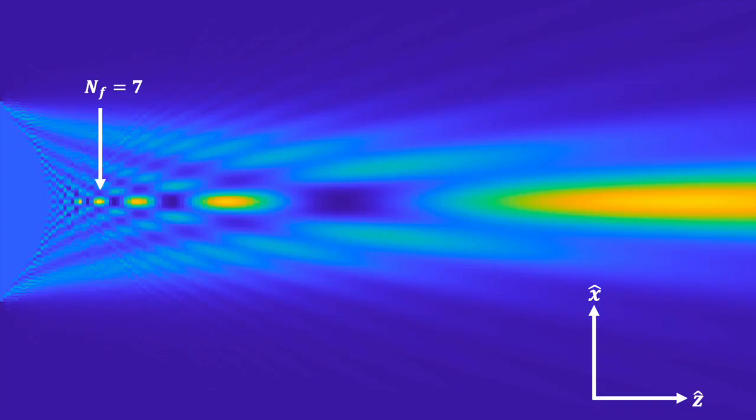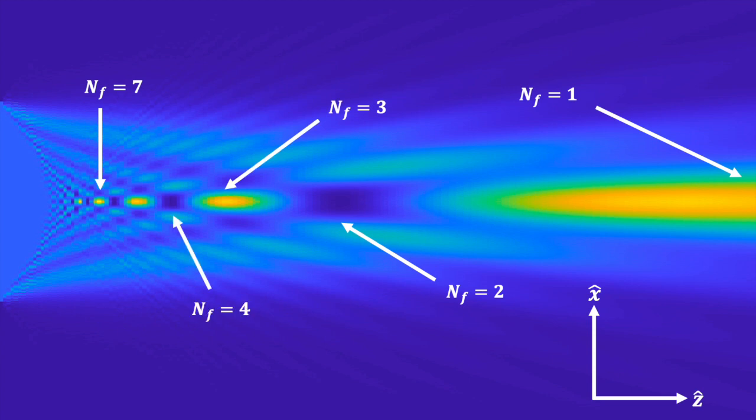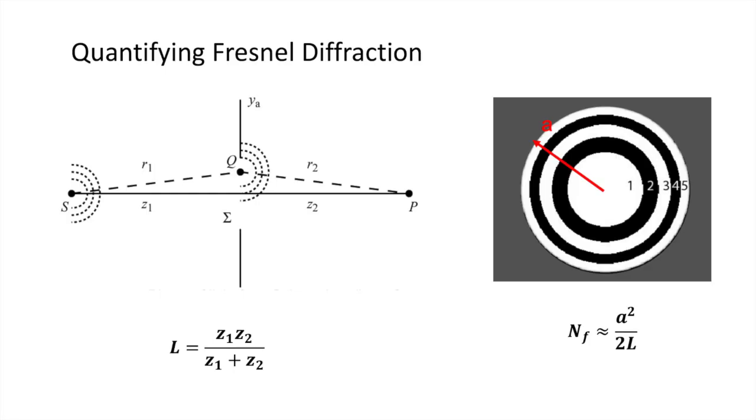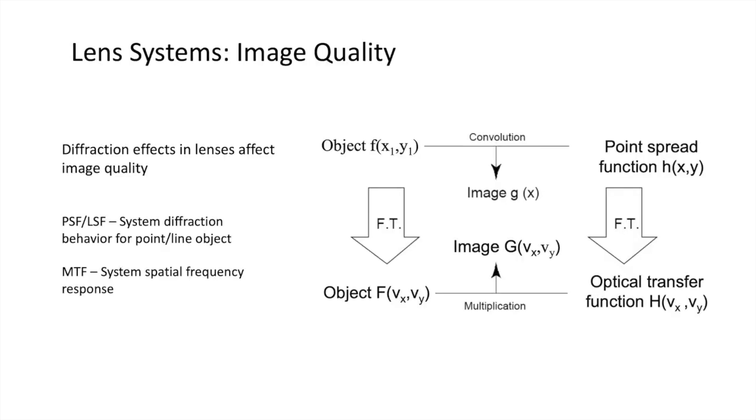We also notice alternating bright and dark spots in the center of the beam. Each transition from dark to bright removes one Fresnel zone until we reach the Airy pattern for NF equals 1. In general, we can quantify this Fresnel number with these equations for any given incident spherical wave. We can continue our analysis by applying these ideas to imaging.